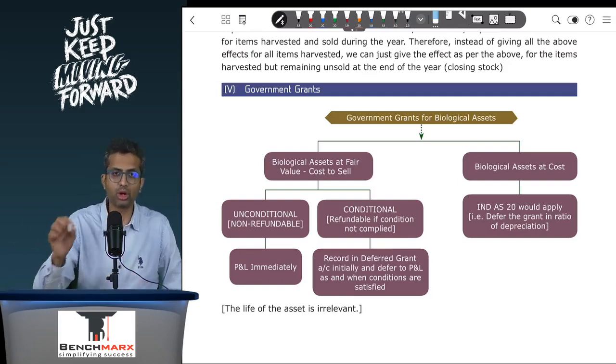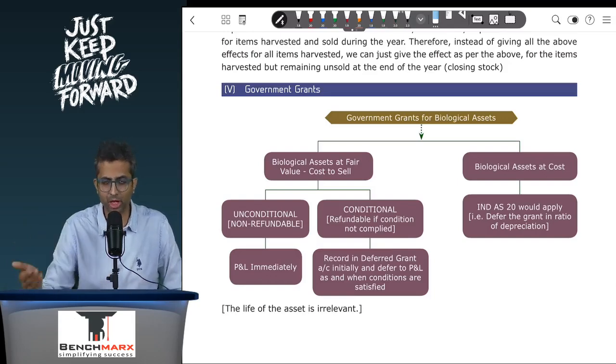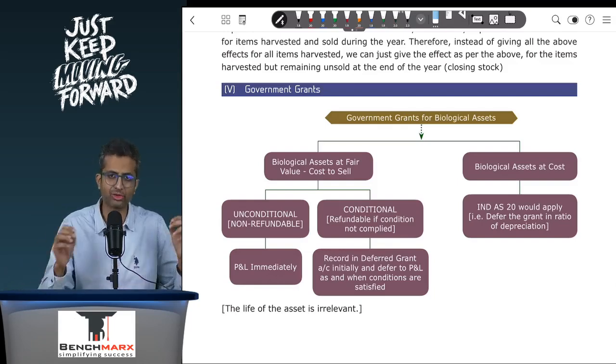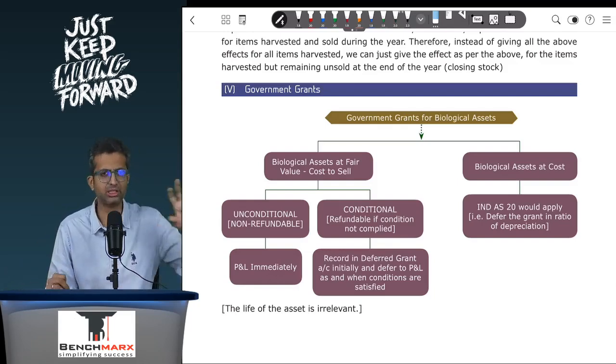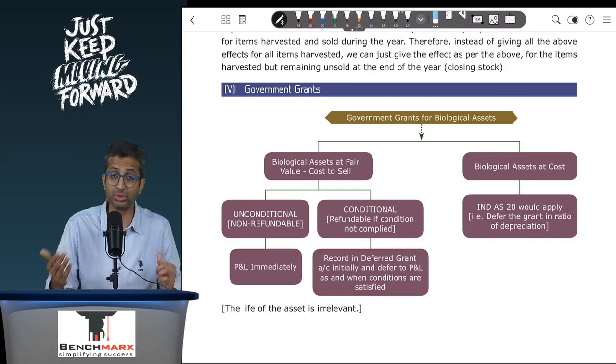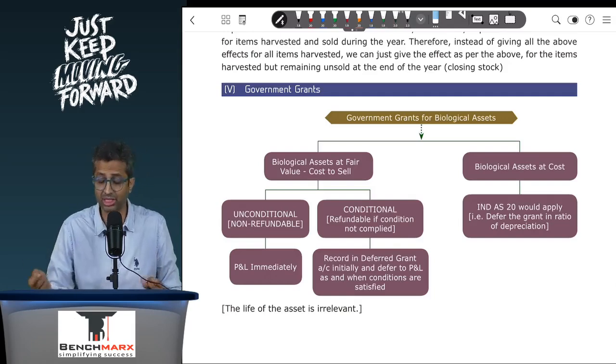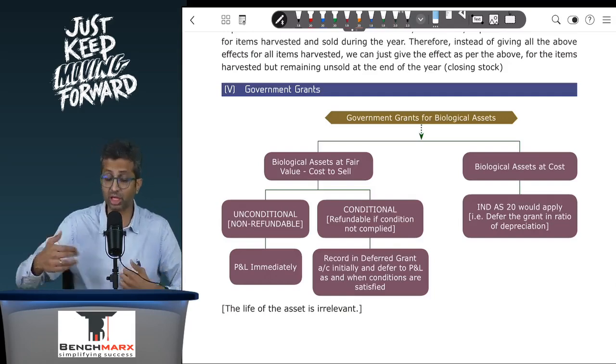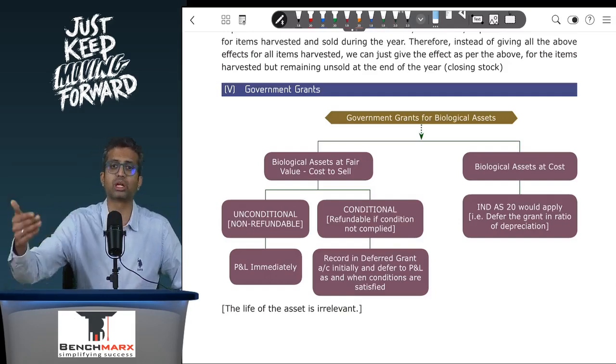And hence, for grants which are given for biological assets which are measured at fair value less cost to sell, the standard says you forget the life of the asset, you treat it as per Ind AS 41 as either an unconditional grant, that is no conditions are attached, in which case the entire amount of grant will be taken to the profit and loss account immediately, or if there are conditions attached, then you will currently take it into the deferred grant and then take it to the P&L as and when the conditions are fulfilled.